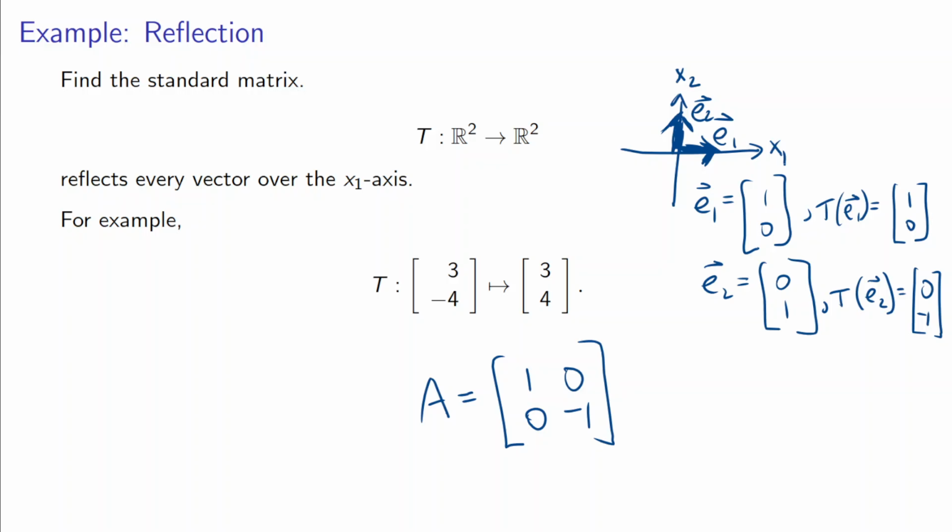And you can test, we give a little example here, right? That T takes 3, negative 4 to 3, 4. You could test that. If we multiply A by 3, negative 4, you would see that the output would be, in fact, 3, 4. And this would have that effect on any vector. We're going to talk about the geometry of these matrix transformations in the next section a bit more, but doing a few examples here, every vector under this transformation will get reflected over the x1 axis.